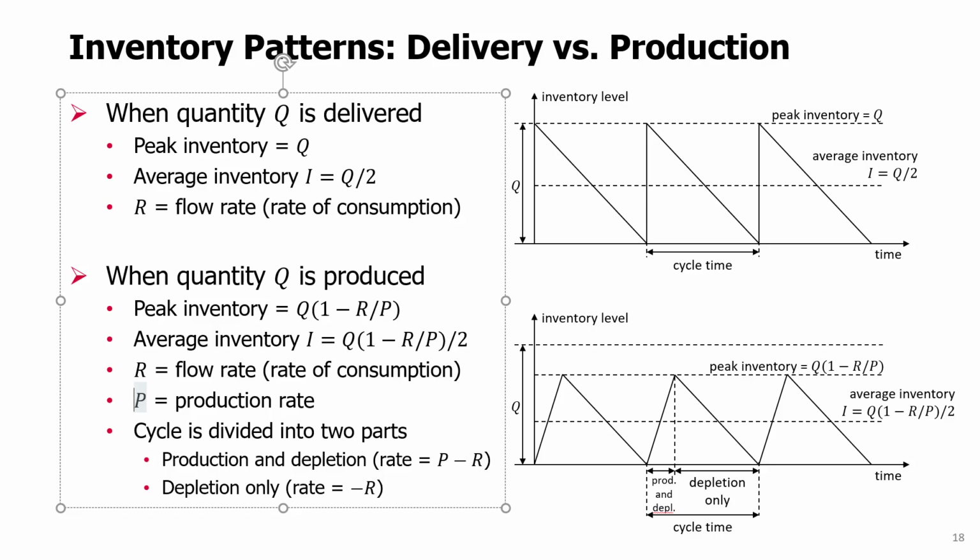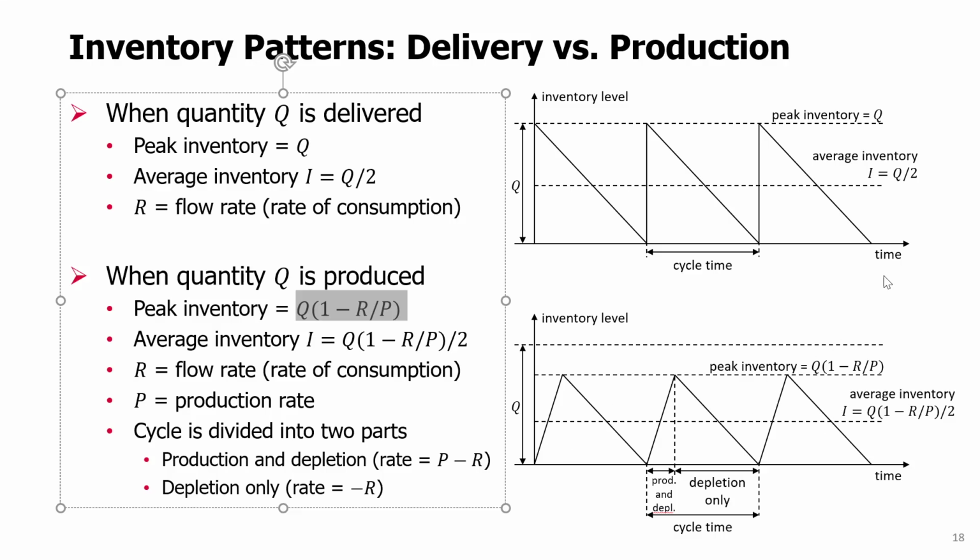So if the production rate is very high, much higher than the consumption rate, this fraction will be very small, and then the peak inventory will be close to Q. It will be close to Q times 1 minus some very tiny value. However, if the production rate is not much larger than the consumption rate, this peak inventory will be significantly lower, like shown in this picture. And because of this, average inventory will also be smaller.